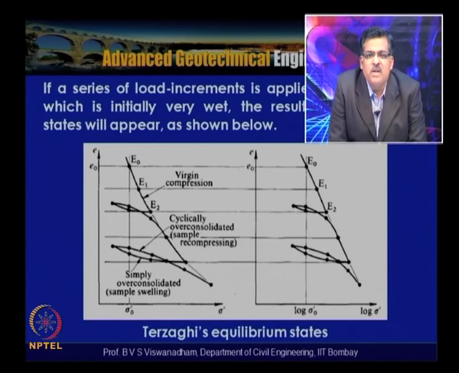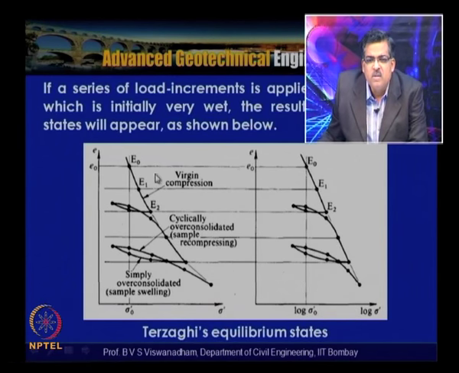Now, after having discussed the effect of load duration, the effect of the load increment ratios, the effect of secondary consolidation and the effect of sample thickness, let us look into the compression curves and different forms of representation, particularly for compression and swelling, that is, in the unloaded zone. If a series of load increments is applied to a specimen which is initially wet, the resulting equilibrium states will appear as shown below.